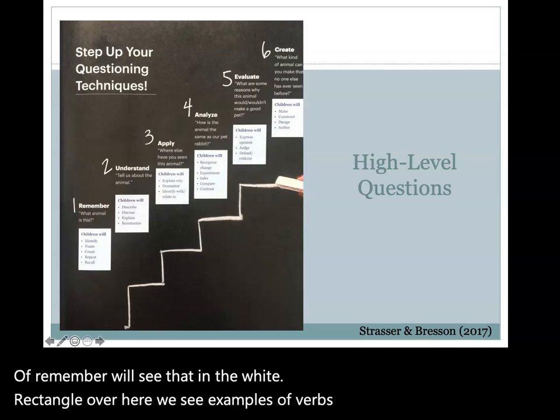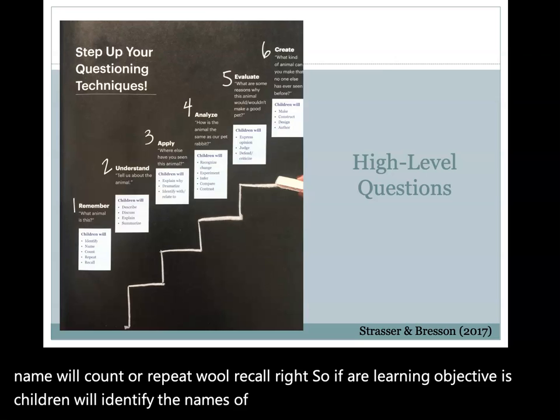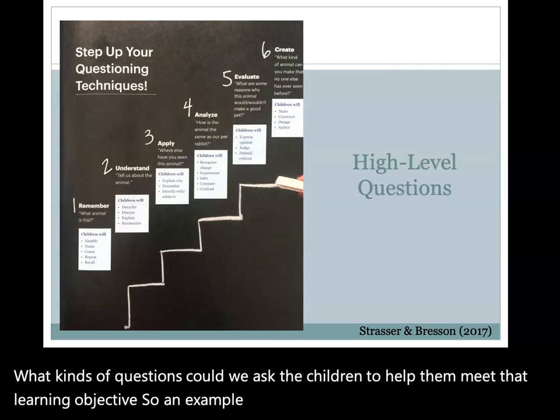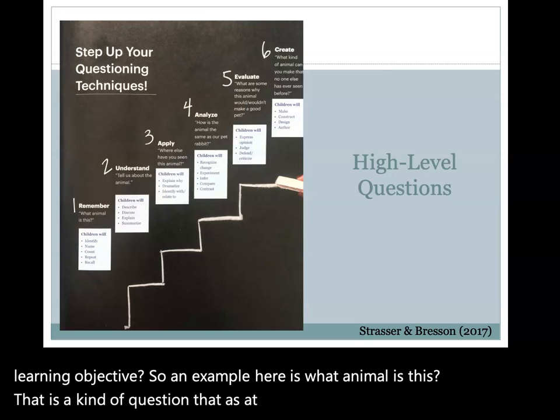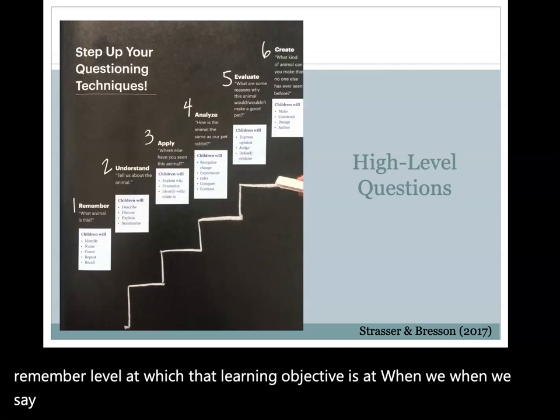So children will identify, will name, will count, will repeat, will recall, right? If our learning objective is children will identify the names of 3 animals, what kinds of questions could we ask the children to help them meet that learning objective? An example here is, what animal is this? That is a kind of question at the remember level that matches the remember level of that learning objective, when we say children will identify at least 3 names of different animals.